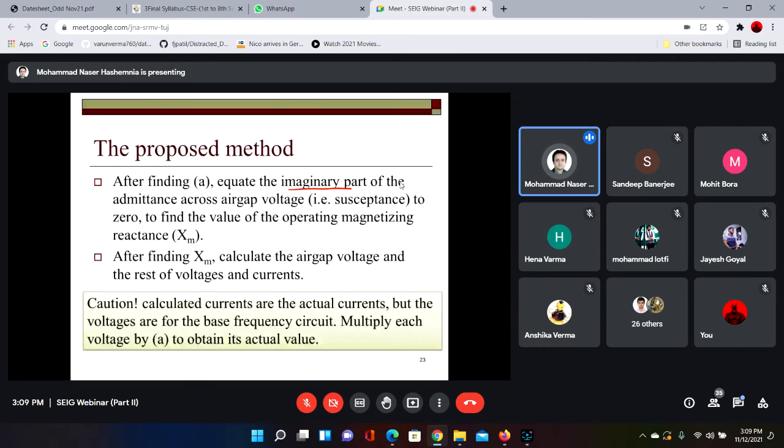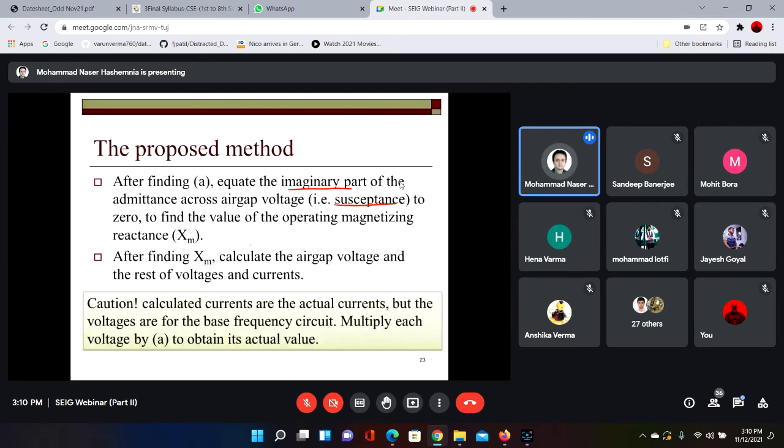This is really simple because you know A, you know the susceptance of all the branches, you know the values of all the branches, and you just want to calculate Xm. When you equate susceptance to 0, you can find it by a simple equation, which does not need any iterative method. You will find the value of Xm.